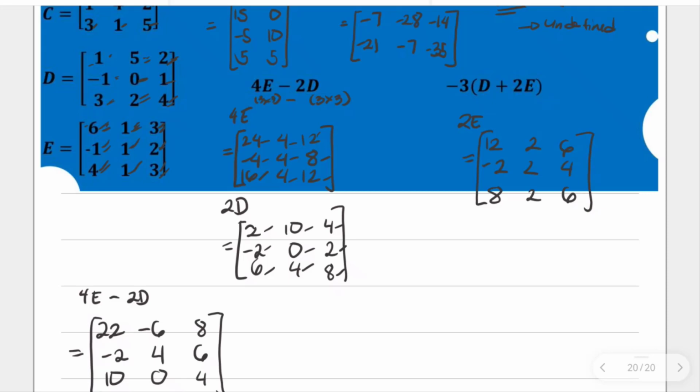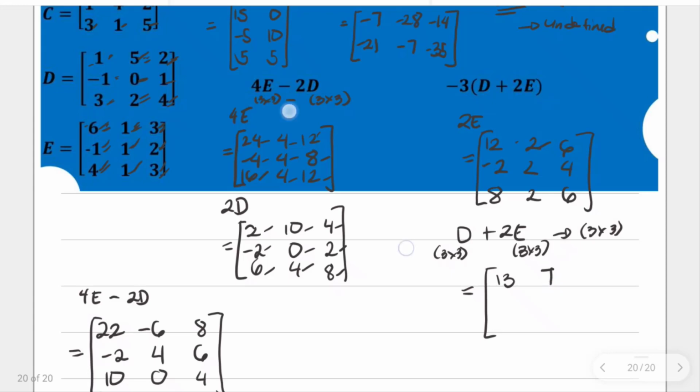And we're going to add D to 2E. D is a 3 by 3 matrix. E is a 3 by 3 matrix. So their sum is defined as 3 by 3 as well. So we'll add: 1 plus 12 is 13. 5 plus 2 is 7. 2 plus 6 is 8. Negative 1 plus negative 2 is negative 3. 0 plus 2 is 2. 1 plus 4 is 5. Then 3 plus 8 is 11. 2 plus 2 is 4. And 4 plus 6 is 10.